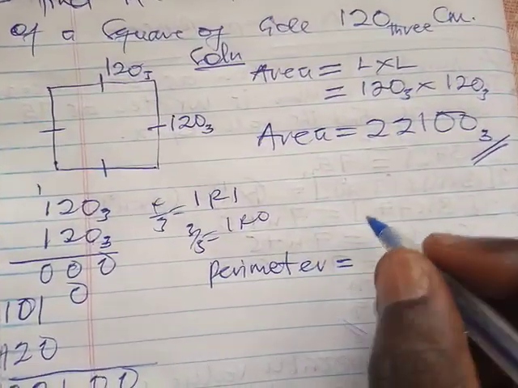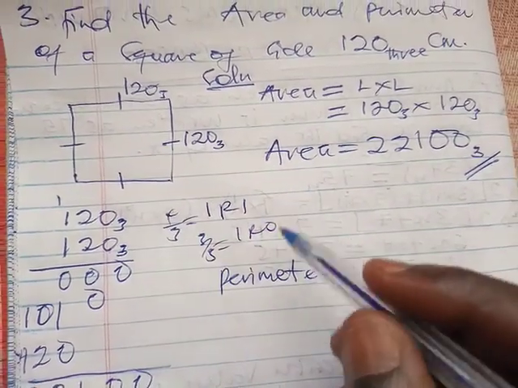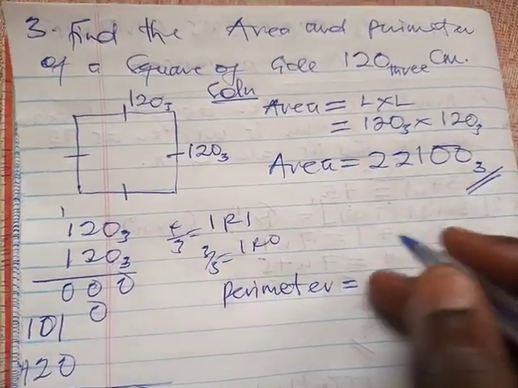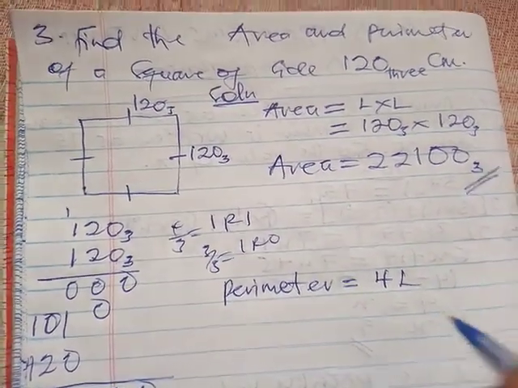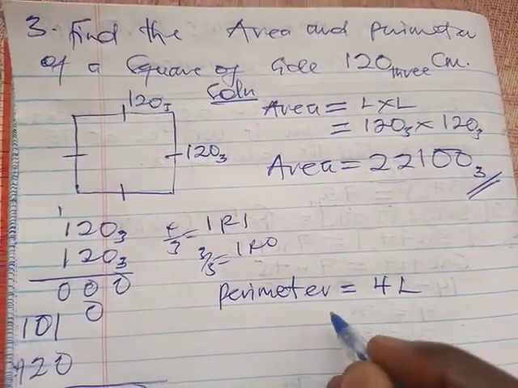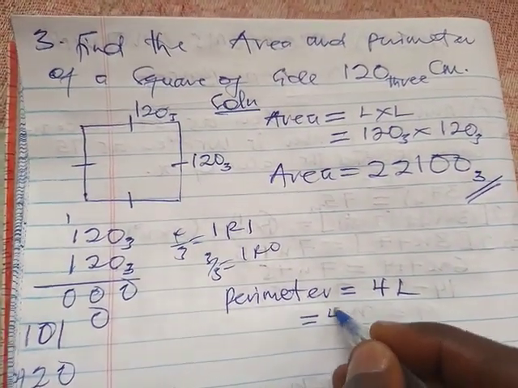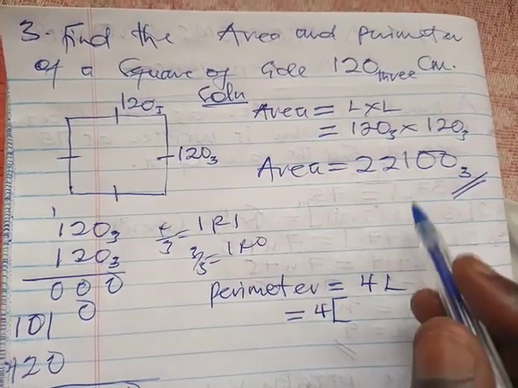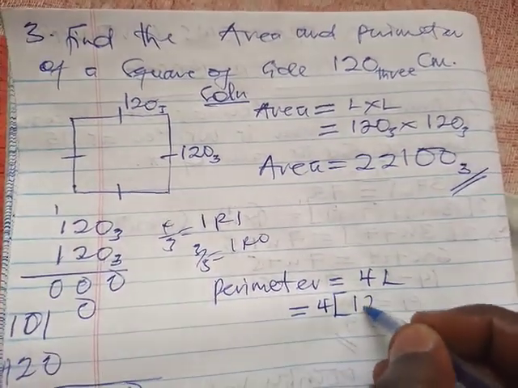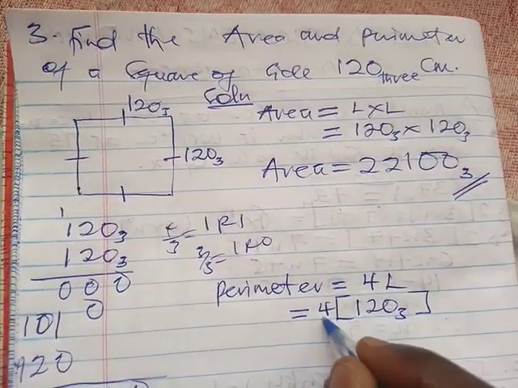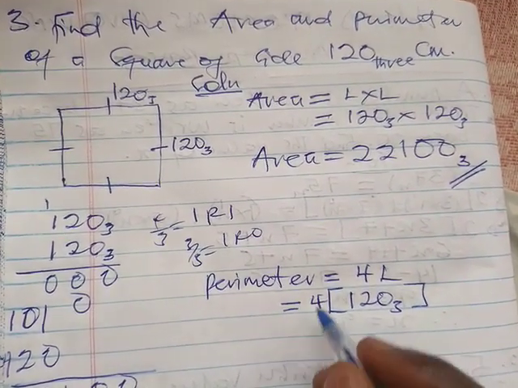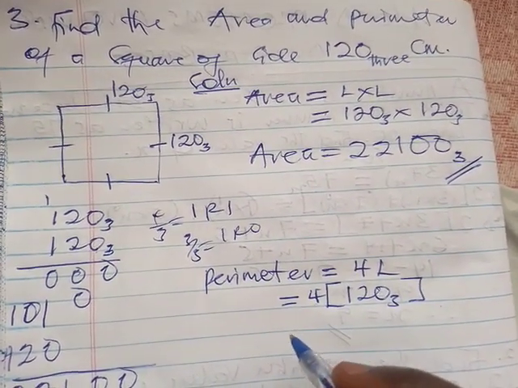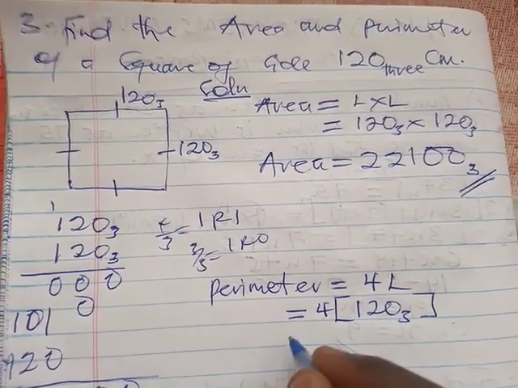The perimeter is the summation of all the 4 sides. So in most cases we say 4L. So with this, we can first of all change the length, that's 120 base 3, to base 10 before I multiply it by 4. 4 is not in base 3, so we can't just multiply. Or if possible, we can change 4 to base 3, then multiply by 120.